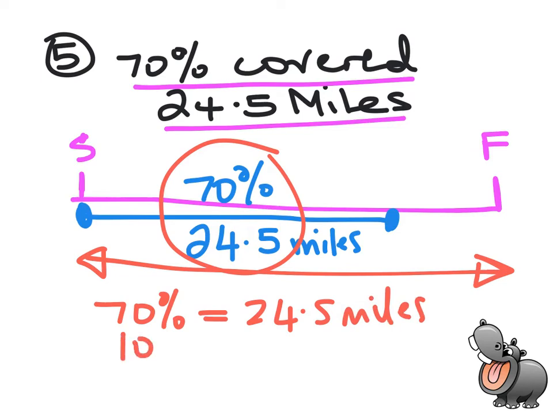If we can work out what 10% is, then that will allow us to find 100%, which is the whole race.